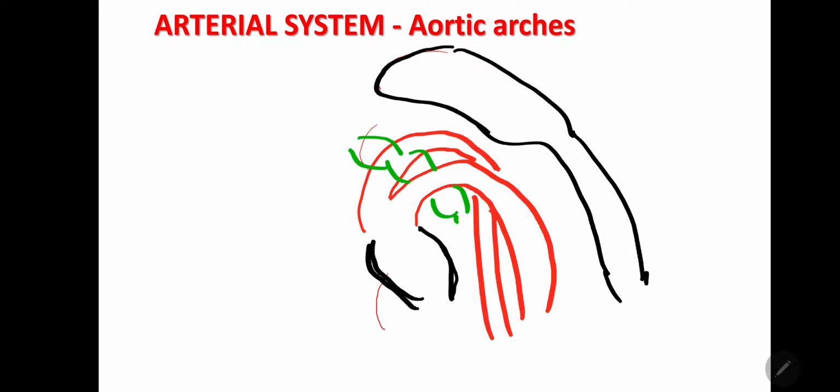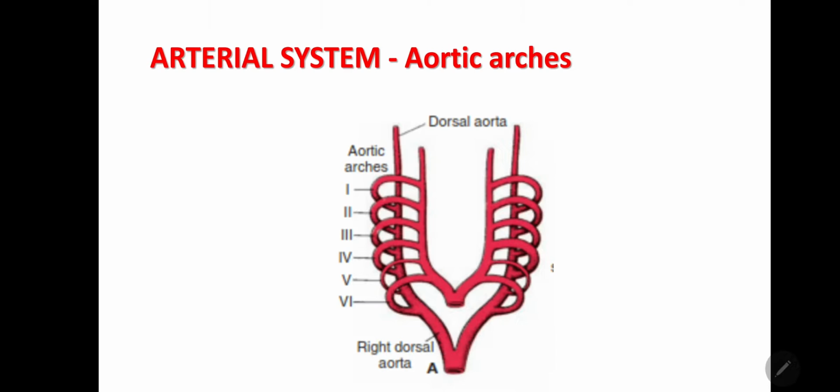So these arch arteries, when they form, will get embedded in the mesenchyme of these pharyngeal arches, and they are called pharyngeal arch arteries. Like this it will look. Okay, so this is the pattern of the aortic arch arteries.